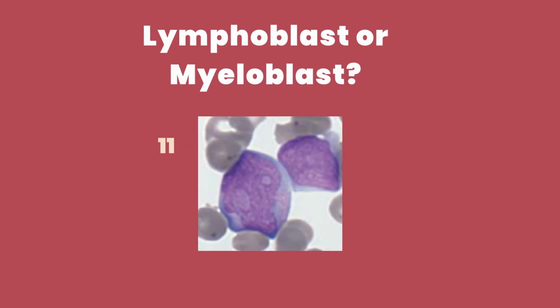What about this one? Lymphoblast or myeloblast? It is a myeloblast, and one of the giveaways is that on the right, you can see a little bit of pink pale patch, like a long vertical line of pink, which I know the image isn't very clear, but they are Auer rods, which is characteristic of myeloblasts.